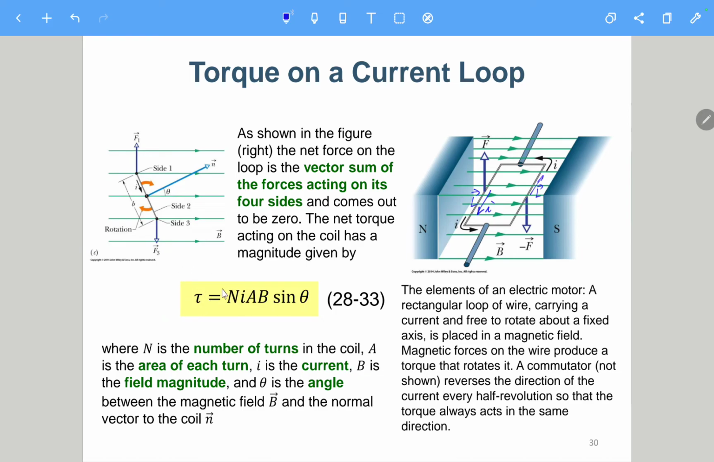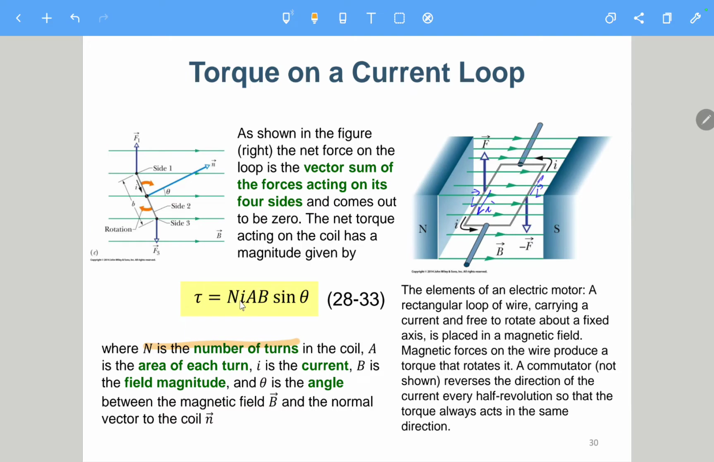So actually this is the torque, denoted as N I A B sine of theta. Let's see what they mean. The first one is capital N. Capital N means the number of turns. If there is only a single coil, N is 1, but usually N may be larger. So this is the number of turns. I don't think we have a unit for it because it's just a number. You count how many turns.